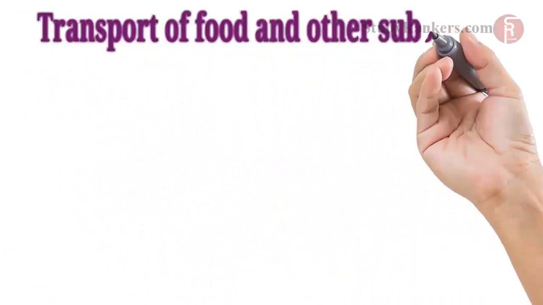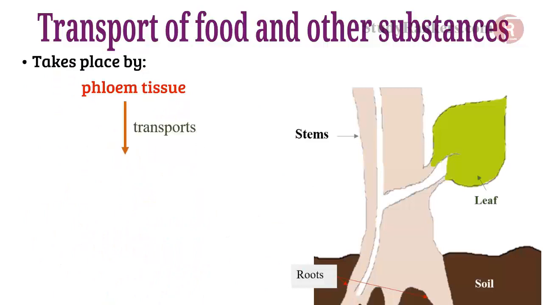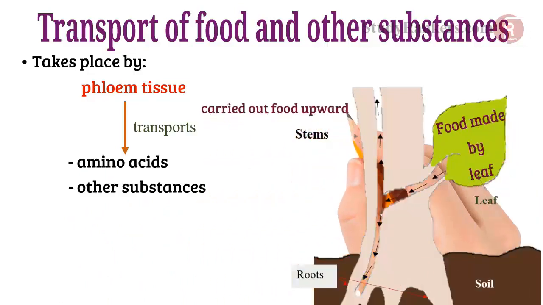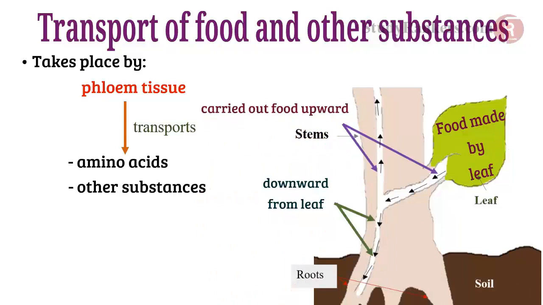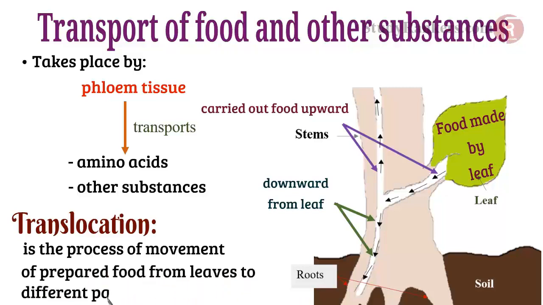Transport of food and other substances. It takes place by phloem tissue. Phloem transports amino acids and other substances. The food made by leaf is carried upward and downward from the leaf. Translocation is the process of movement of prepared food from leaves to different parts of the plant.